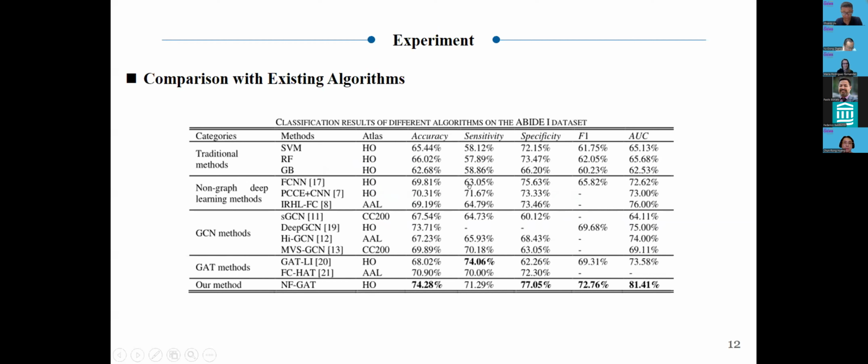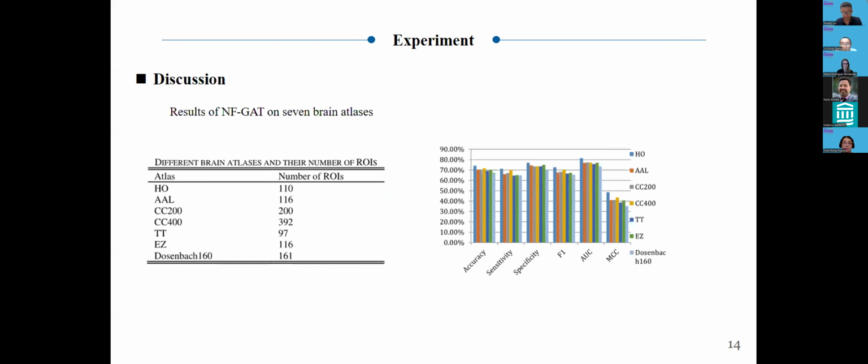This is the ablation experiment that shows the effectiveness of each part of our method. We further show the impact of different atlases on the models. The left picture is the information of different atlases. The right picture shows that the HO atlas we have chosen achieved the best result.